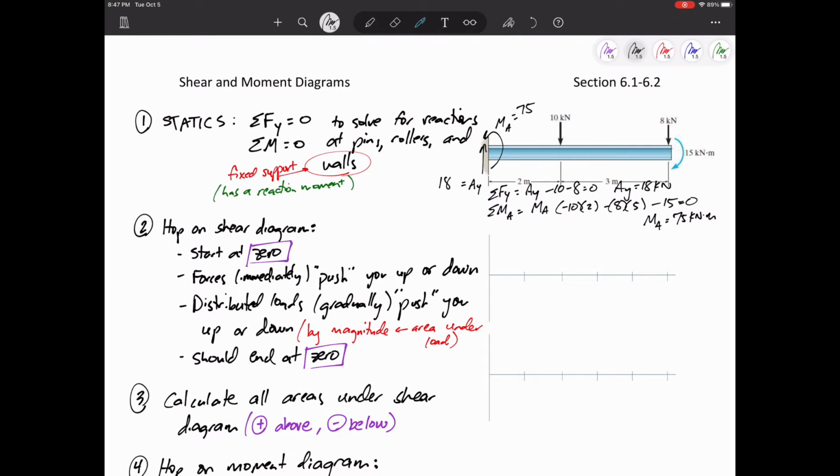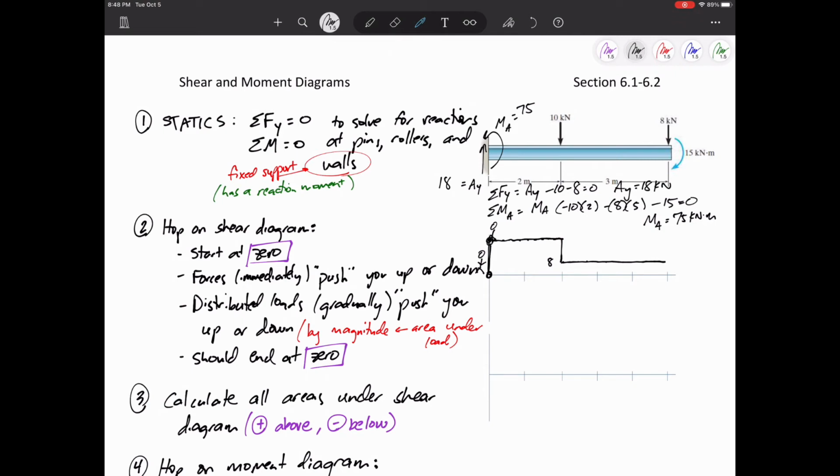So let's do the shear diagram. Think about you're like this little person and you're going to hop onto the shear. I'm about to get on. The first thing I see is that 18 up, so that pushes me 18 up. Here I'm at 18. Then I just walk along flat, since there's nothing in that first 2 meters. Then I go down by 10, so I was at 18, now I'm at 8. Then I keep walking flat, and then I go down by 8 and get to 0.